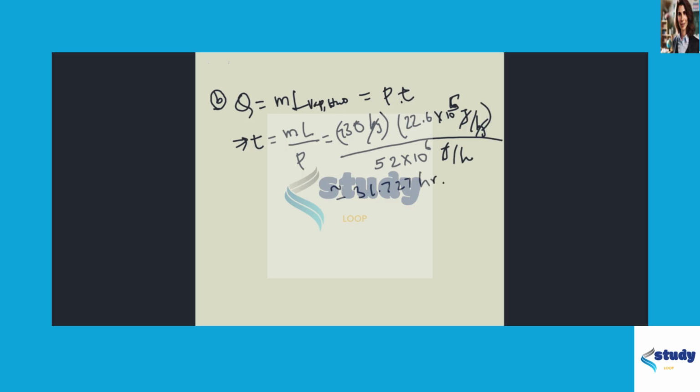Our mass is 730 kilograms of water. The latent heat of vaporization of water is 22.6 into 10 power 5 joule per kilogram. You can look this up in the book. Divided by our power, like we saw previously, is 52 into 10 power 6 joule per hour. Notice that our units cancel out, giving us hours. So this number is also in hours, and it turns out to be 31.727 hours.